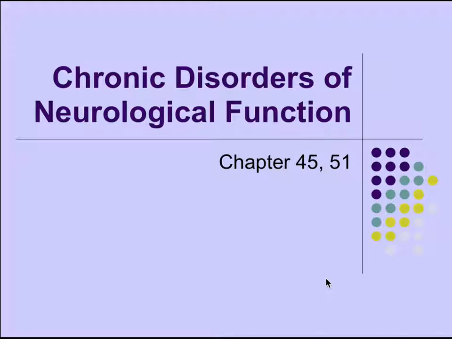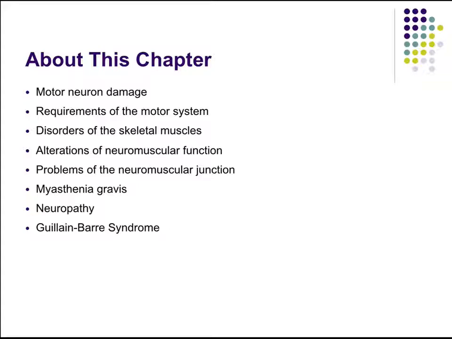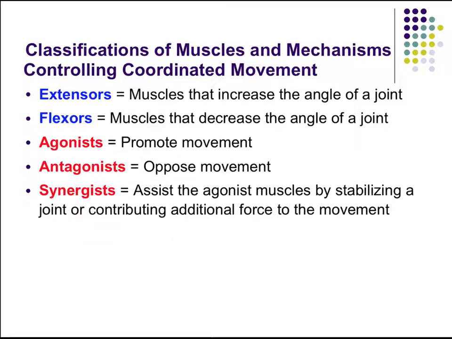Okay, chapter 44 and 45, chronic disorders of neurological function. So in this chapter, we'll talk about motor neuron damage, the requirements of the motor system, look at some disorders of skeletal muscles, and then look at alterations of neuromuscular function as well as problems in the neuromuscular junction. And then we'll end with myasthenia gravis, neuropathies, and Guillain-Barré syndrome.